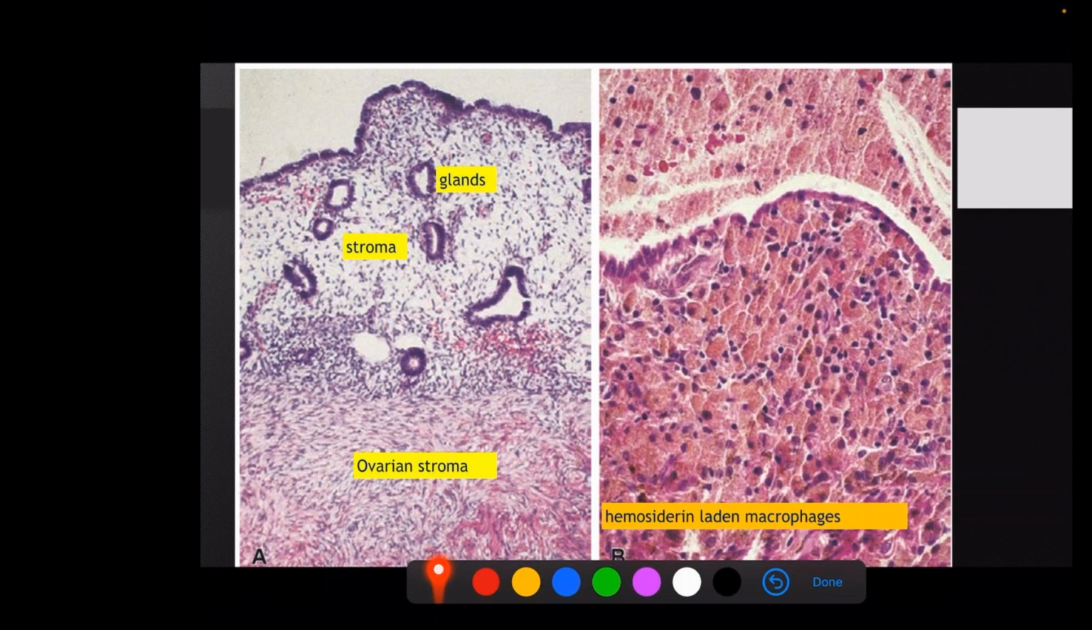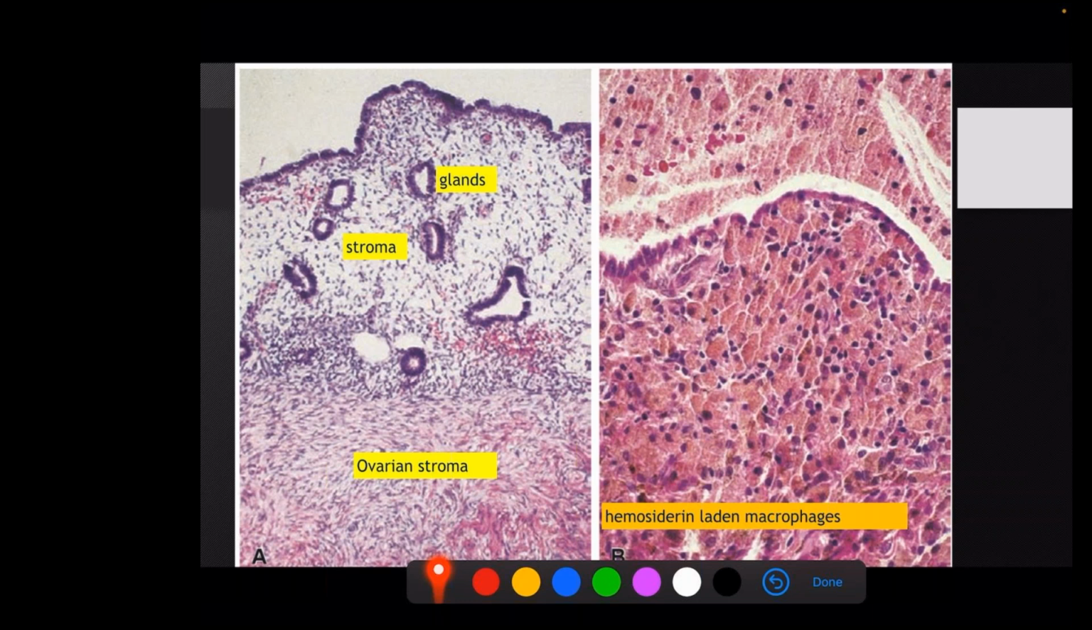Here you can see the normal ovarian stroma, then the presence of endometrial glands and stroma. Here you can see the hemosiderin-laden macrophages, as it is an inflammatory condition. Hemosiderin-laden macrophages means blood-consuming, enlarged macrophages that can be visualized on microscopic appearance.